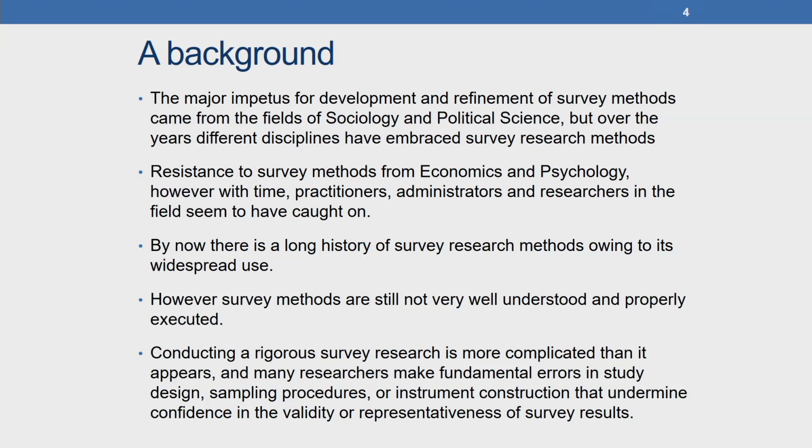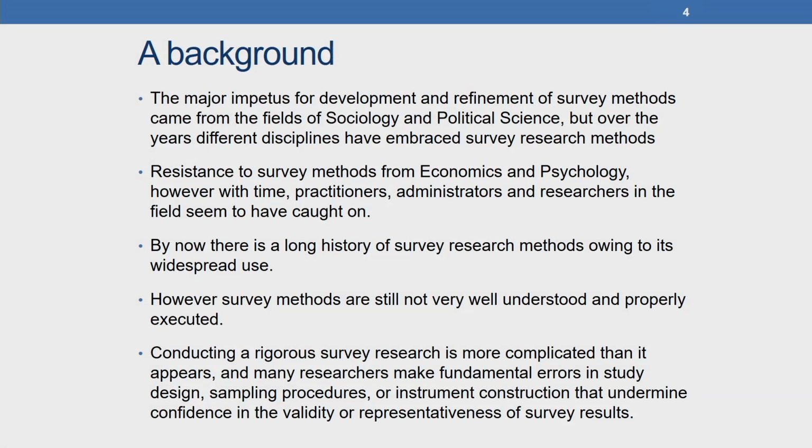Actually, resistance to survey methods came from the disciplines of economics and psychology. However, with time, practitioners, administrators and researchers in the field seem to have caught on with the idea of survey research, and now there is a long history of survey research methods owing to its widespread use. Whenever we talk about development research, particularly with regard to project evaluations or evaluation studies, survey is one of the most important techniques or methods of inquiry that is carried out.